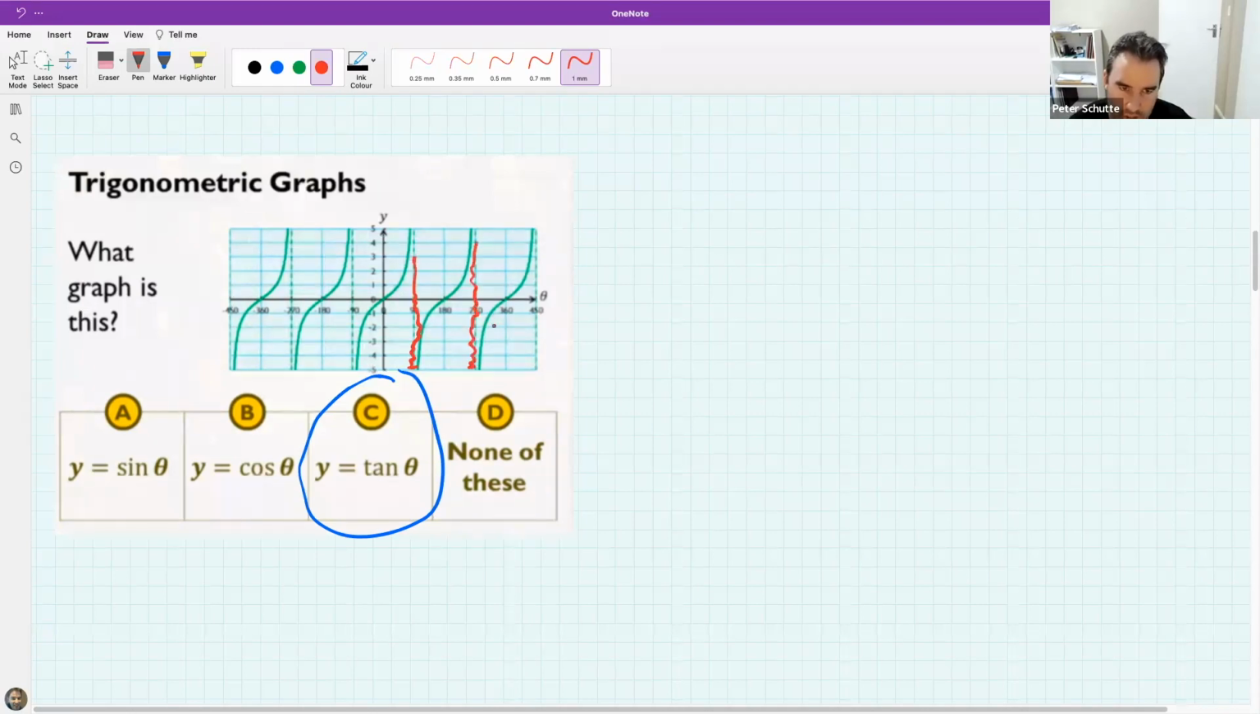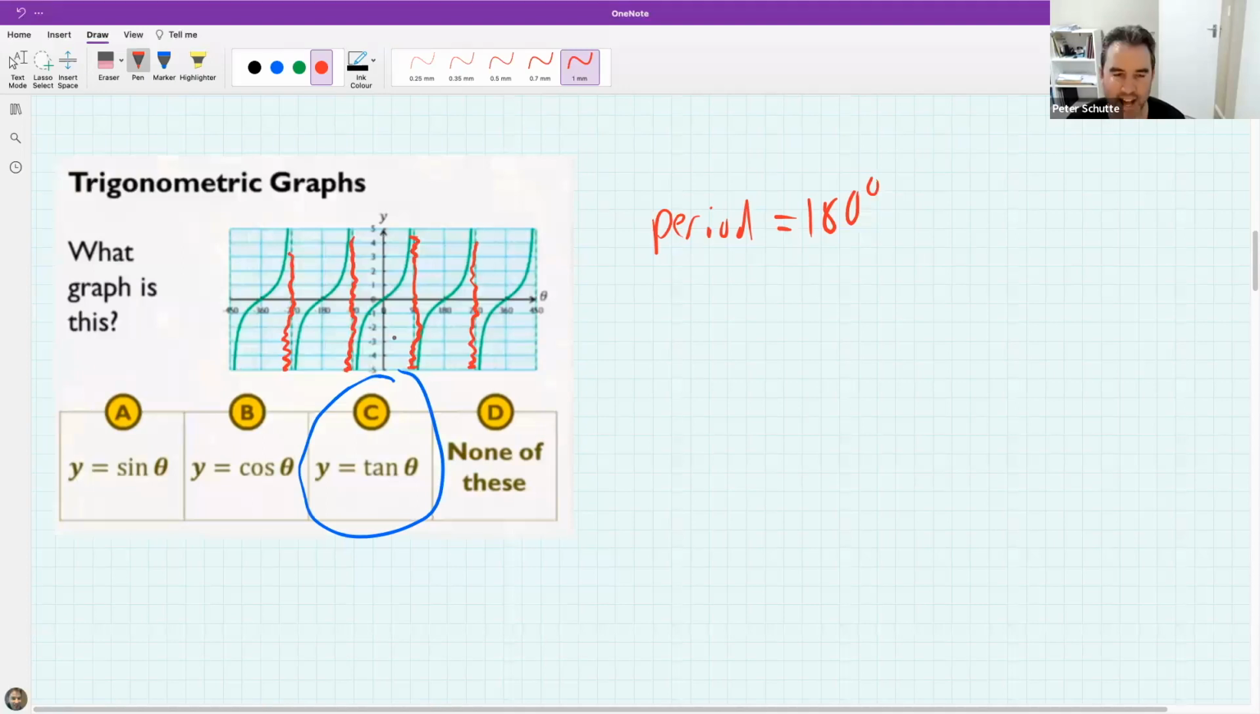Yes, you're right. Can you tell me about the period of the tan graph? Do you know what the period of the tan graph is? The period of the tan graph is 180 degrees. Yes, exactly. Fantastic. So every 180 degrees, you have a new asymptote, and the asymptote you may not cross.